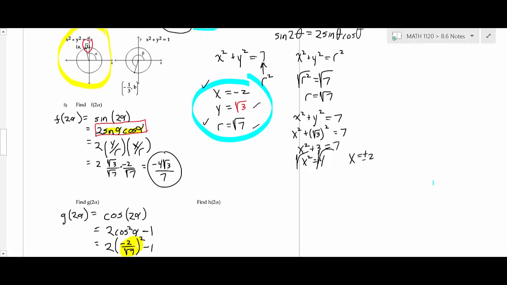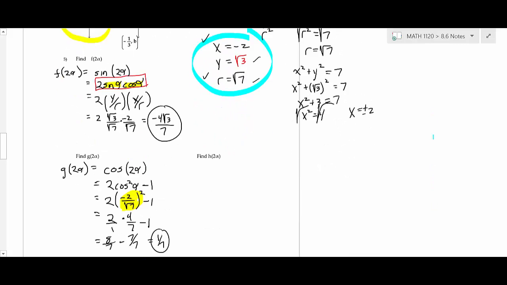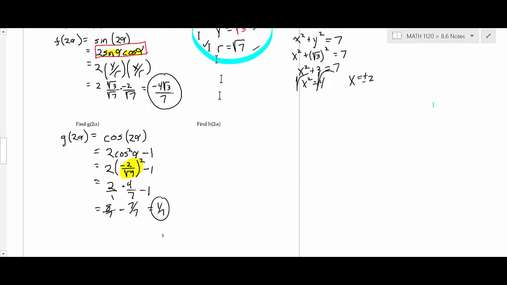Now on the next part, I'm going to do this one real quick. This is tangent. So if you look at the top of the page, this is telling you that h of x is equal to the tangent. So h of 2 alpha is really going to be the tangent of 2 alpha. So we're going to find tangent of 2 alpha. What we're going to do is we have to do the identity. So you got to look up that identity for tangent of 2 alpha. That's on page 1.